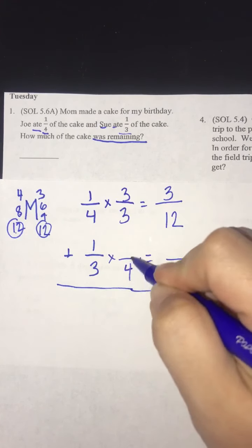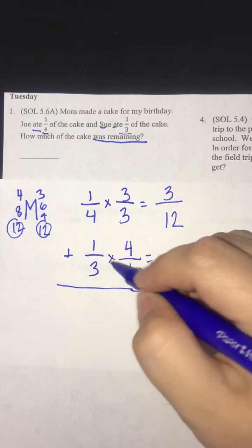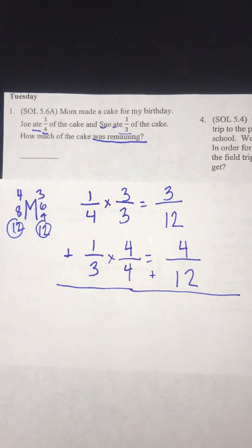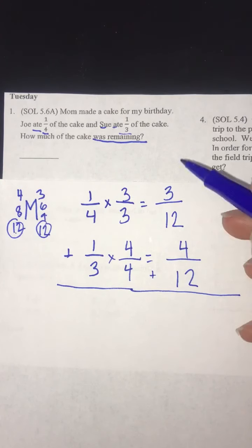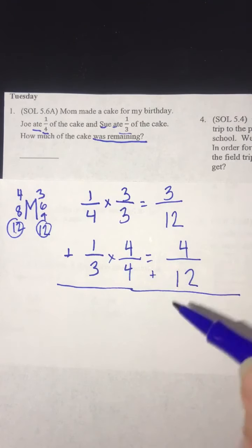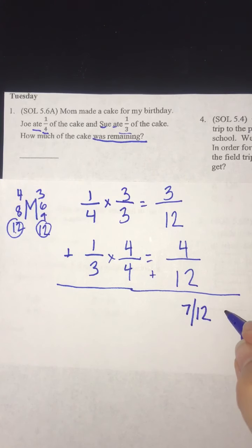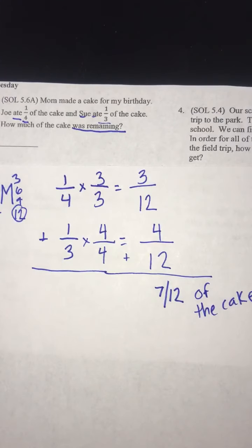1/3 times 4: 3 times 4 is 12. 1 times 4 is 4. 1/3 is equal to 4 twelfths. So now we can combine them. So between Joe and Sue, they ate 7 twelfths of the cake. Don't mind my kitty. So they ate 7 twelfths of the cake.